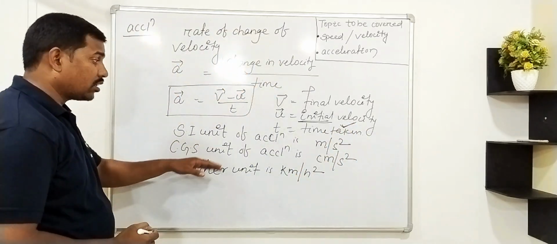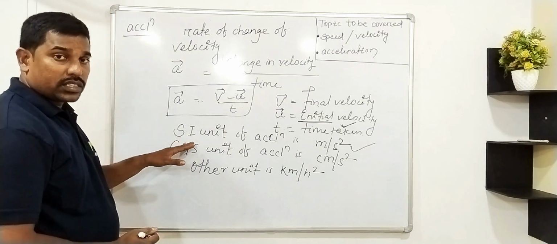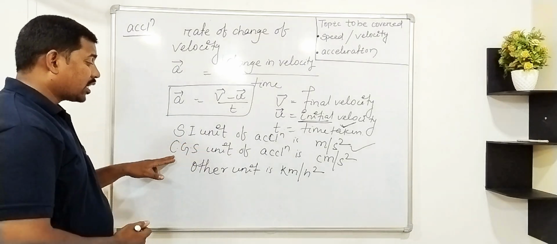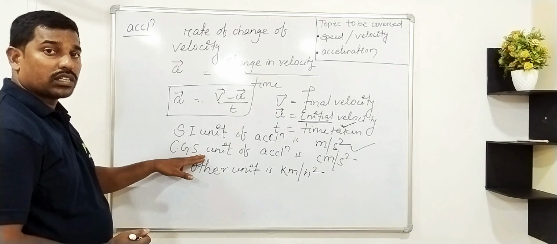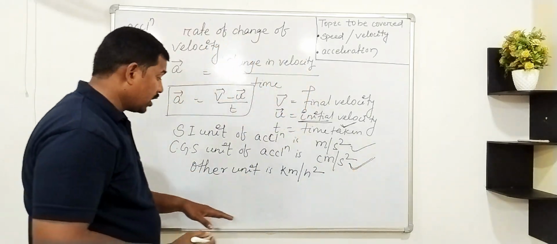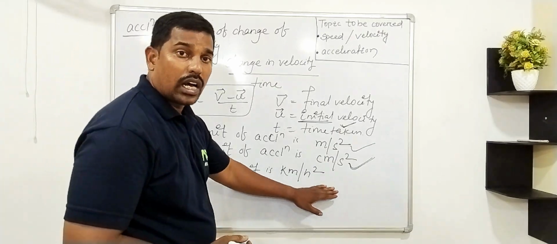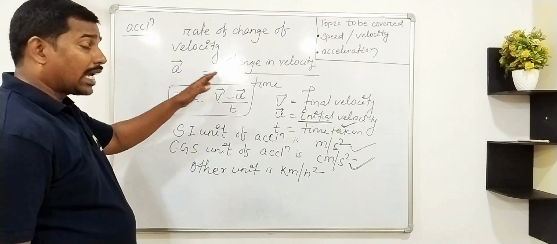Then the SI unit of acceleration is meter per second square. This is the SI unit, the international system of units. The second one is a smaller unit, the CGS unit, centimeter per second square, and we can use other units also, that is kilometer per hour square. Next our topic is types of acceleration.